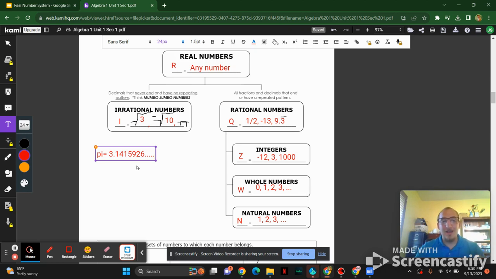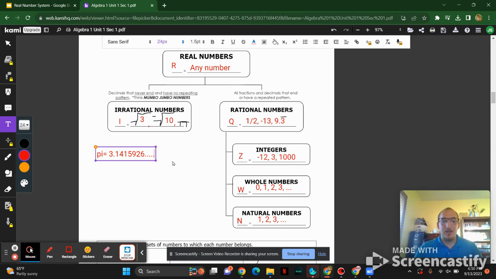So pi gives you a very quintessential, very basic example of an irrational number, because it has an unlimited decimal. The decimal goes on forever and ever, except it never repeats. So you have irrational numbers, and then you have rational numbers.